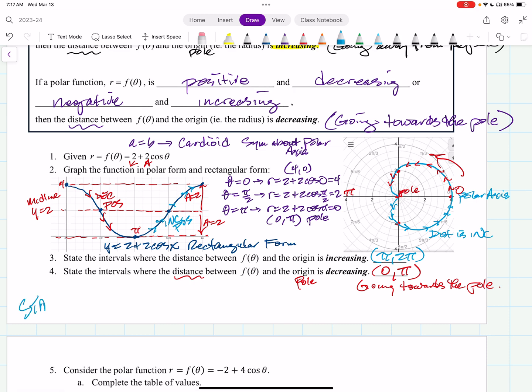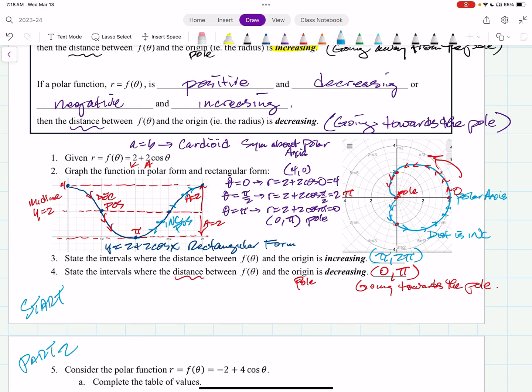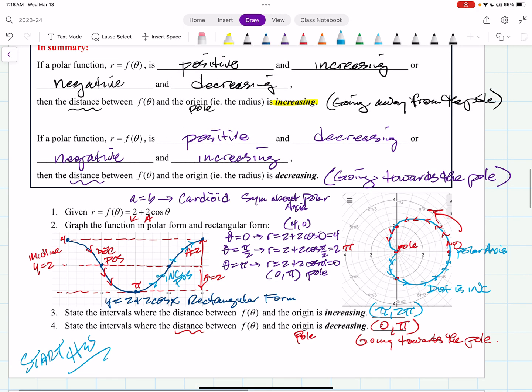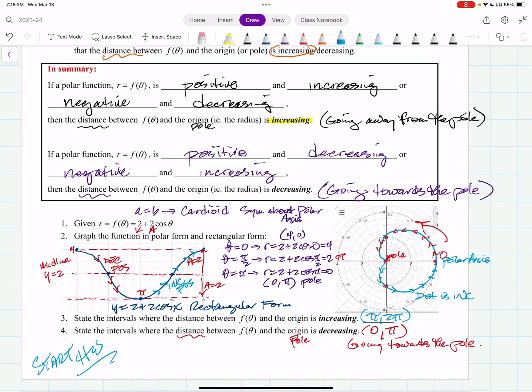Start homework. I'll do the second part. This is going to be part 2 down here in a part 2 video. But start your homework because you have enough skills now. And again, just use the summary here. Now you know how to tell by just looking at whether the function's positive or negative and increasing or decreasing. That will tell you how the distance is changing, meaning you're either getting closer to the pole or going away from the pole.